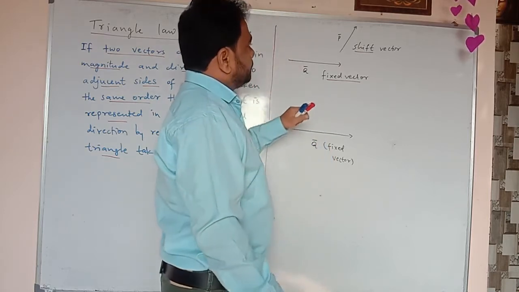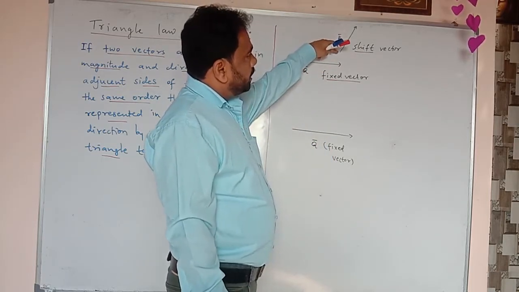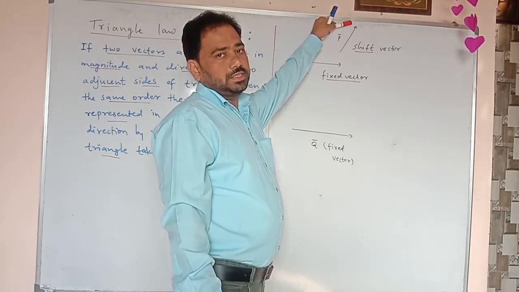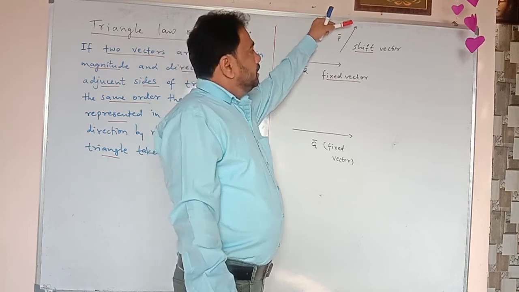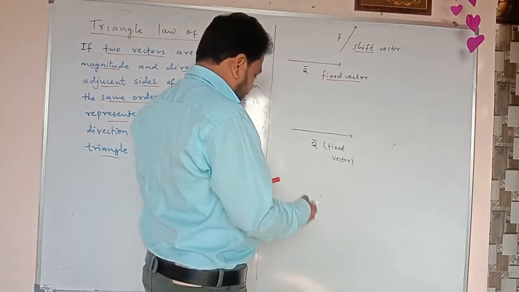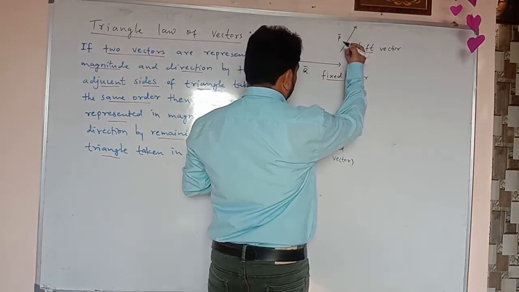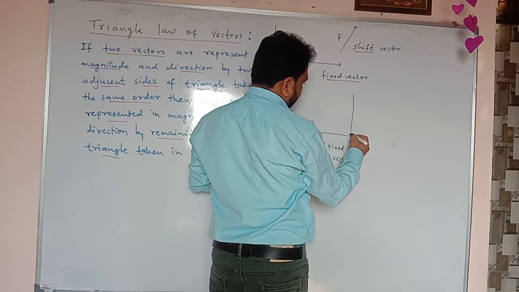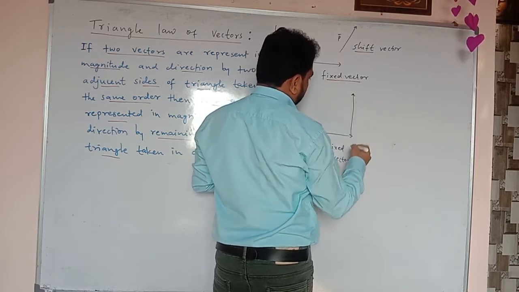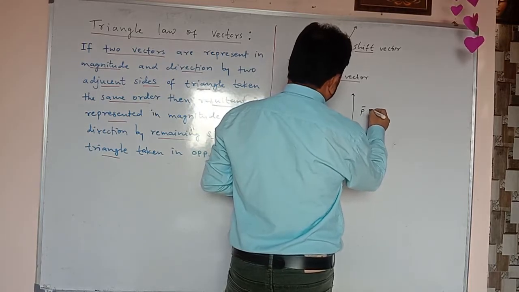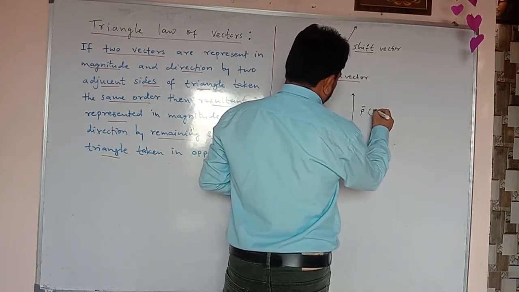The tail of the shift vector means this starting point, and the head means this arrow point. The arrow represents the head of the vector, and the starting point represents the tail. So you have to keep the tail of vector p on the head of the fixed vector. This is vector p, that is the shift vector.